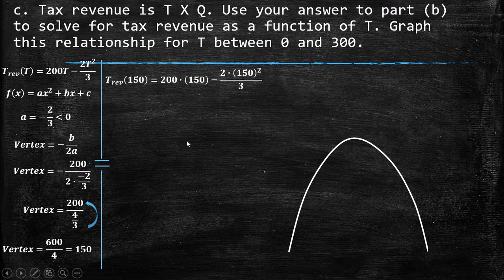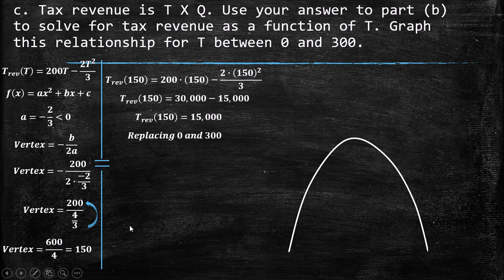So now we already have 150. Remember, this is the tax that is going to be charged. Now we have to figure out which is the revenue. The revenue is just going to be plugging this 150 into the function of the revenue of the government. So I'm going to plug it here. I have 200 times 150, this number, minus 150 squared times 2 divided by 3, this one. So this is the revenue by a tax of 150.